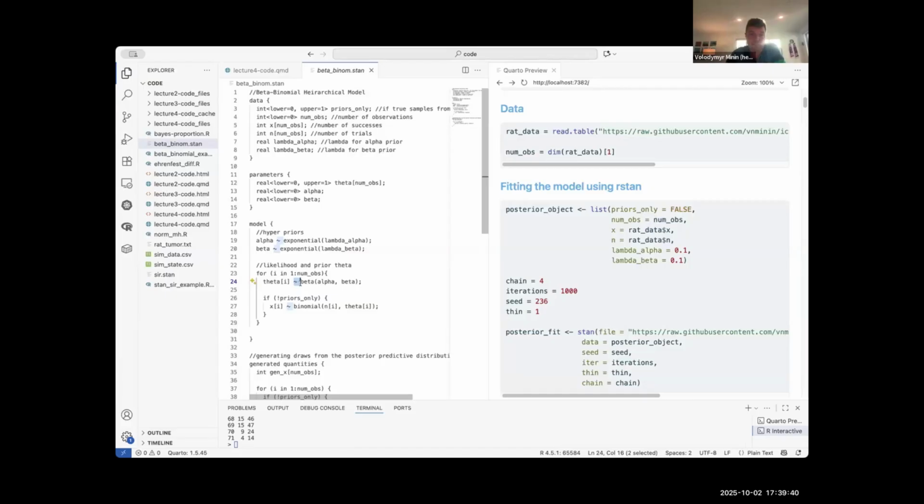And here in this for loop, it says thetas are coming from beta. And if I'm not doing priors, right, if I'm doing real Bayesian inference, then I need to specify my likelihood, which is binomial. Xi given theta will be binomial. Again, it's basically the same formula that I wrote just 10 minutes ago in my notes.